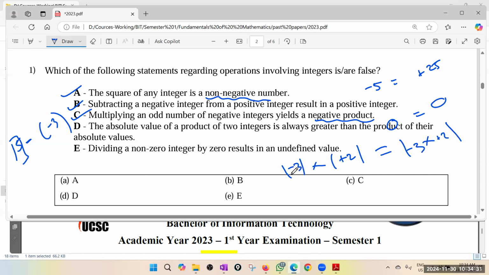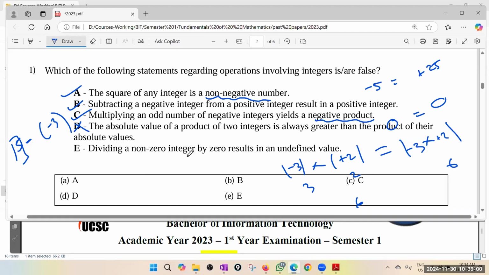-3's absolute value is 3. +2's absolute value is 2. 3 into 2 is 6. Here -3 into 2 is -6. Absolute value of -6 is 6. So it looks like both are the same. The absolute value of the product of two integers is always greater than the product of their absolute values? I don't think so. For me, both give the same value. So I say no.